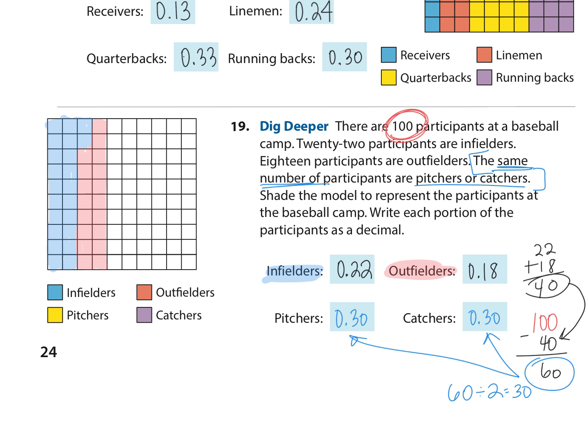The next color I have is yellow, which are my pitchers. And there are 30 hundredths that are going to be pitchers. And then the last one I have is catchers, which matches. It's the same amount as I had for pitchers. So again, 30 hundredths to finish out my hundreds chart here. So your model will look something similar to this.